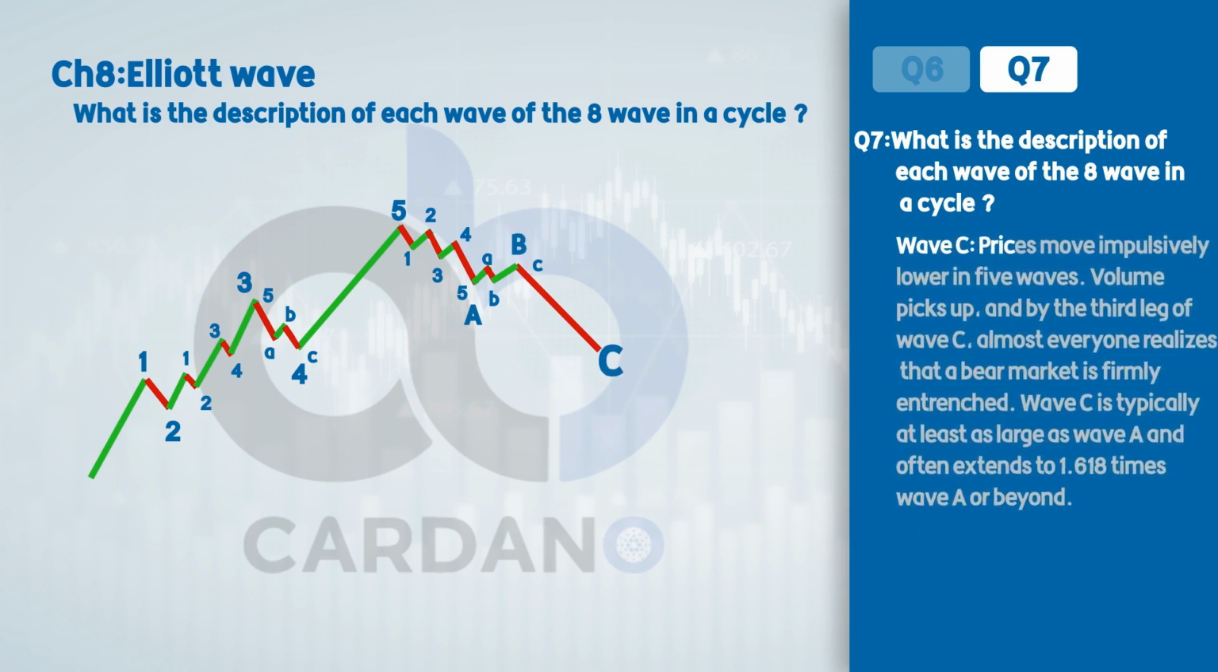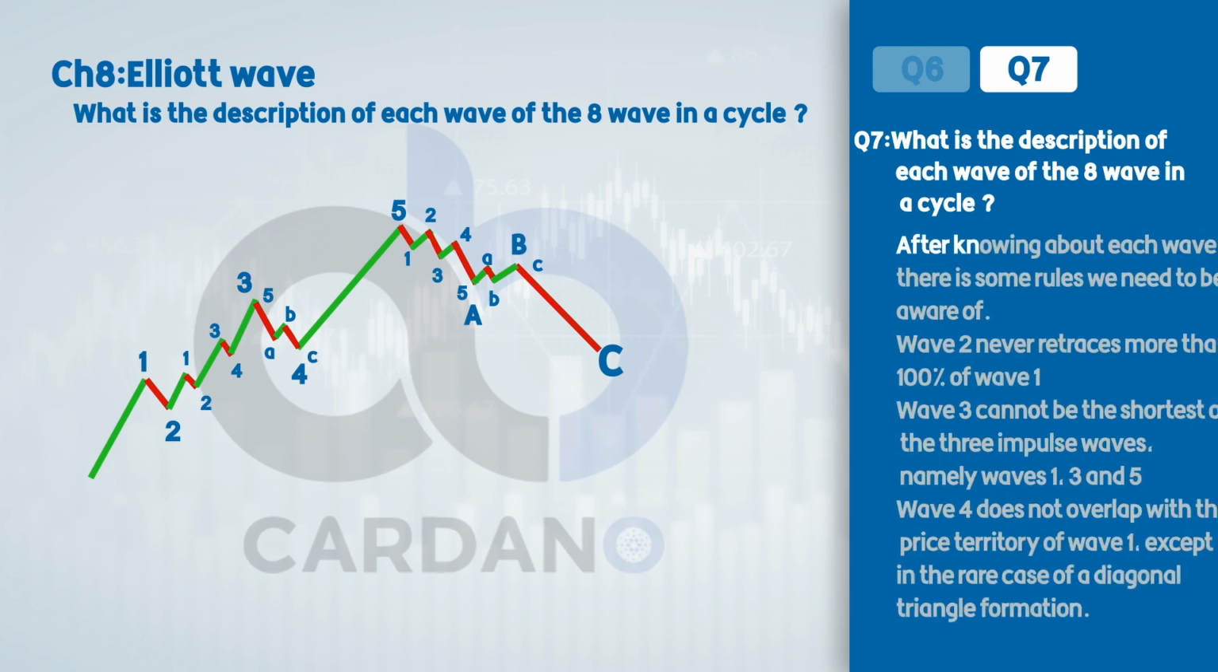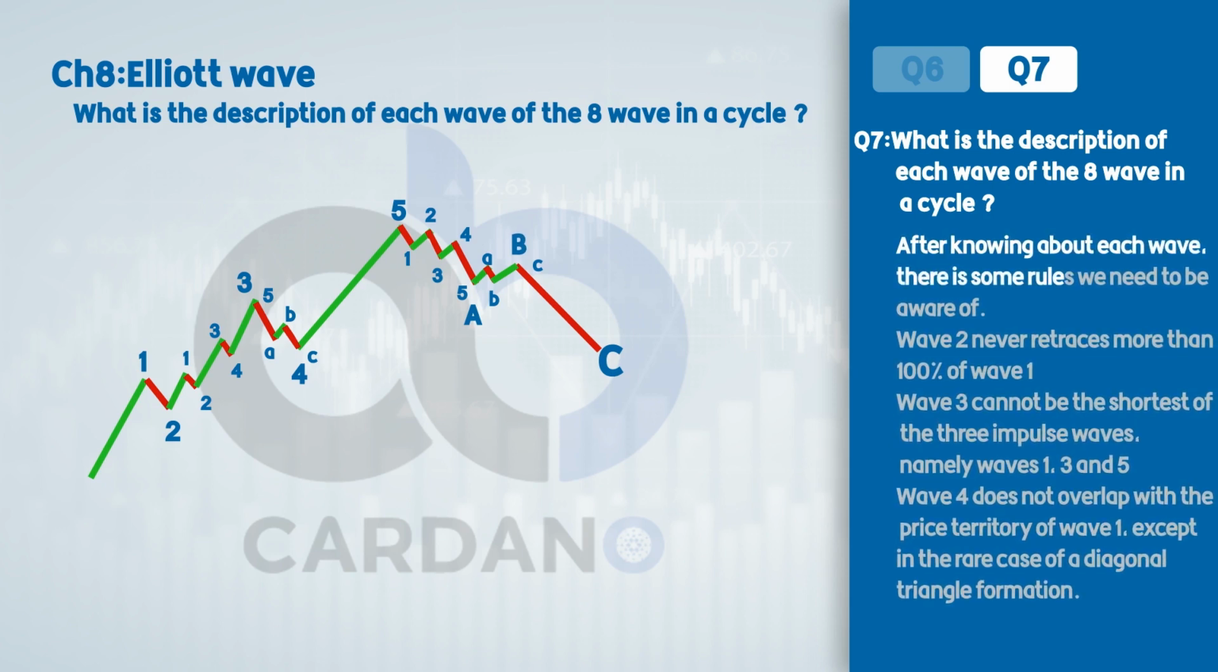Wave C. Prices move impulsively lower in 5 waves. Volume picks up, and by the third leg of Wave C, almost everyone realizes that a bear market is firmly entrenched. Wave C is typically at least as large as Wave A and often extends to 1.618 times Wave A or beyond. After knowing about each wave, there are some rules we need to be aware of.